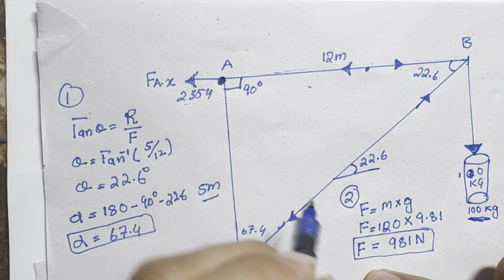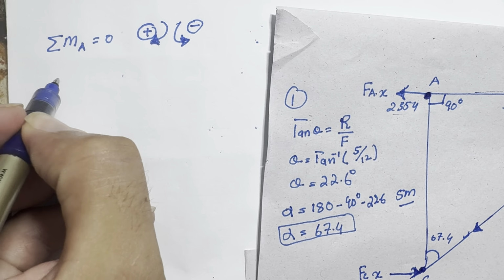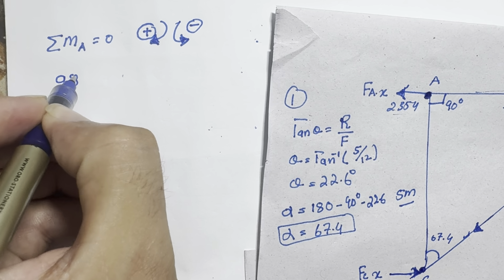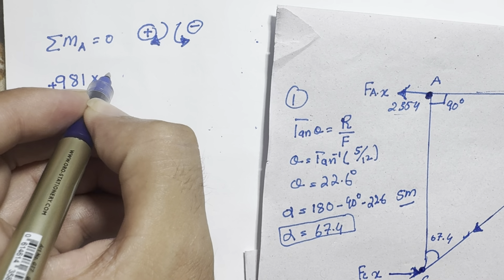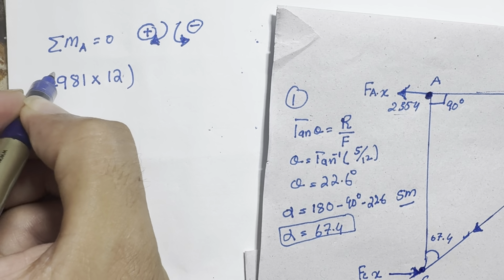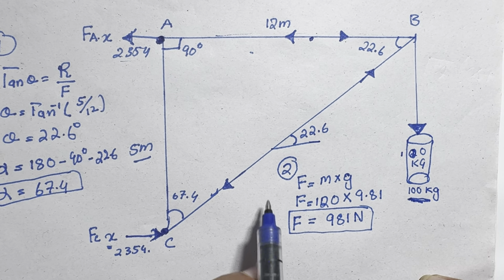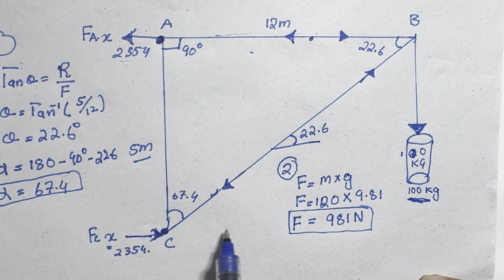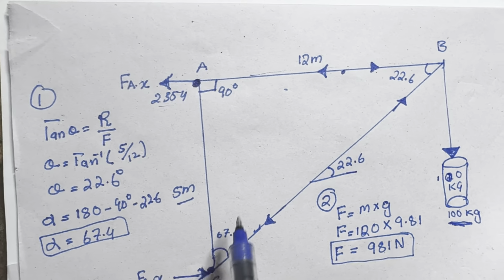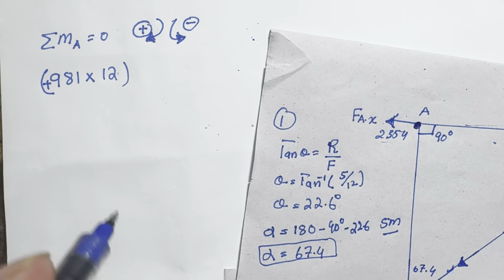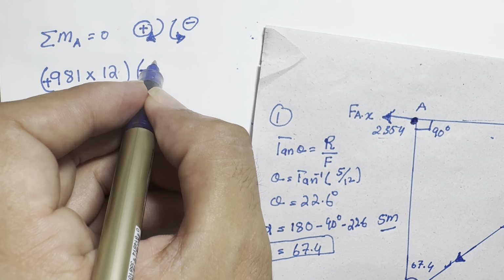Now this 100 kg, 981 Newton force is exerting positive 981 multiplied by its moment arm, which is equal to 12 meter. And the other reaction force, which is FCX, which is not found yet. So FCX is an anti-clockwise moment at this point, so I will take it as negative. The force is FCX, which is not found.